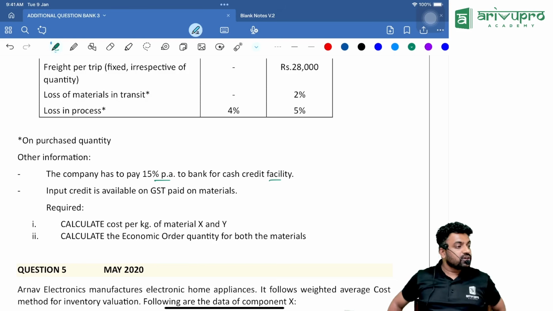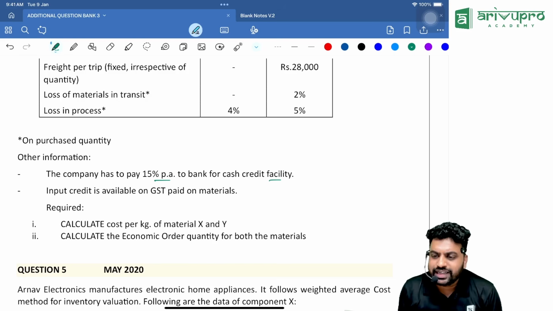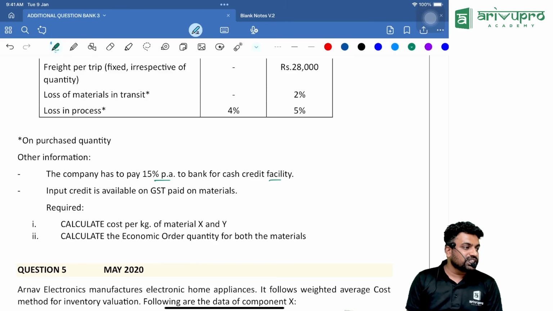They are asking you to calculate the cost per kg of material X and material Y. To calculate the cost per kg of material X and material Y, you need two pieces of information. Information number one is total cost. Information number two is good units. Also, they are asking for EOQ for both the materials. One thing you remember, for product X, we are able to achieve JIT.